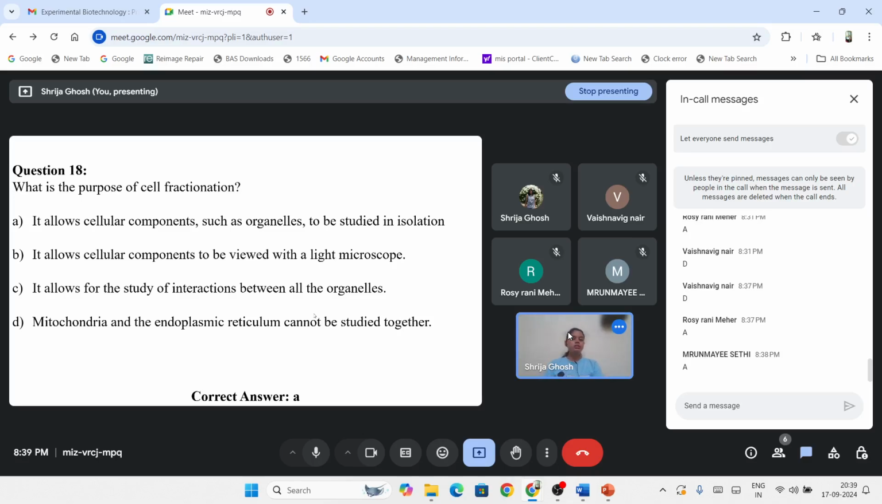So option A, it allows cellular components such as organelles to be studied in isolation, is the correct answer. Vaishnavik, is it clear? You have answered option D. I hope the explanation is clear to you. Great.